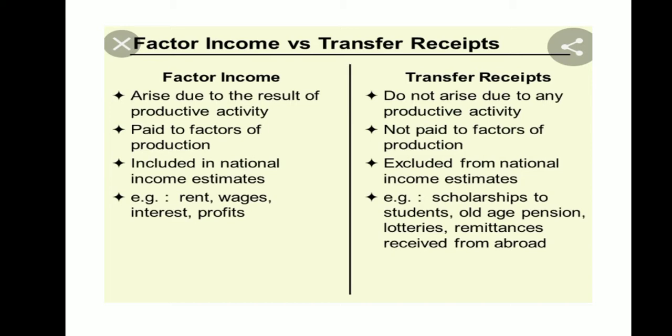Examples of factor income are rent, wages, interest and profit, whereas examples of transfer receipts are scholarship to students, old age pension, lotteries, remittance from abroad. All these are one-sided payments. As a result, they are not included in national income.